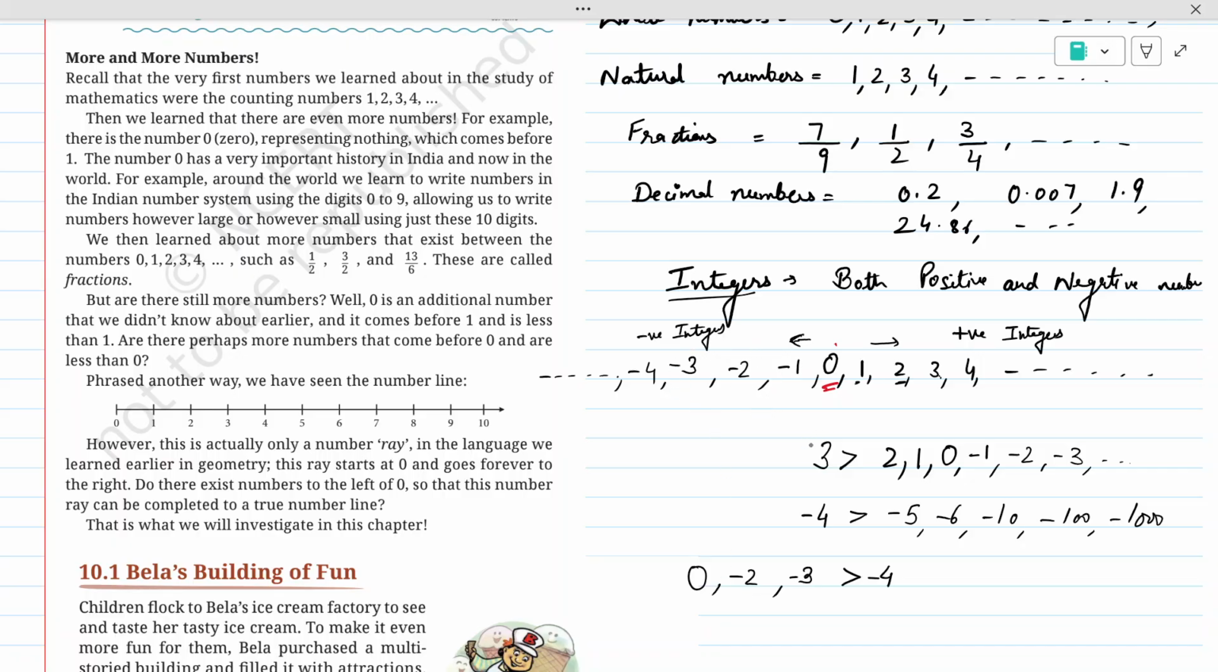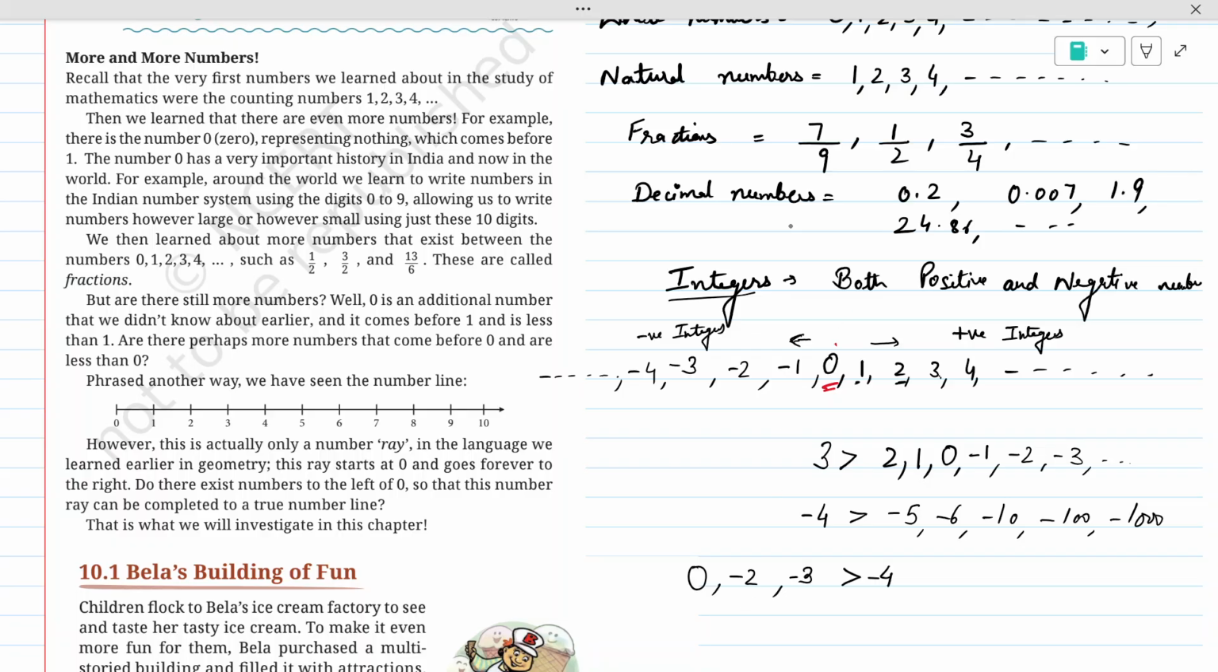So kids, also understand one thing: in the case of our positive numbers, as we go to the right hand side, the numbers go on increasing. That means +7, +8, +9 are always greater than +1, +2, and so on. But this case is opposite for negative numbers. That means the higher the negative number, the lesser will be its value.